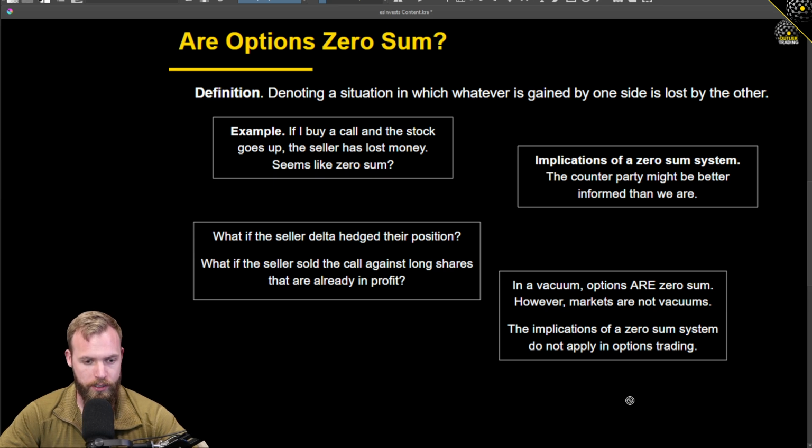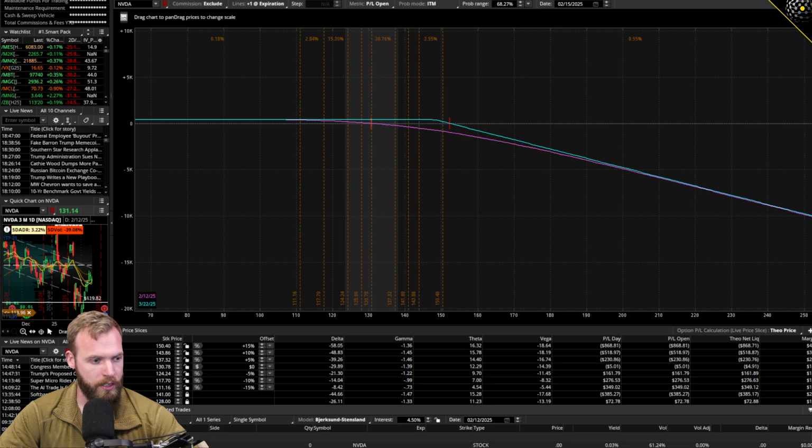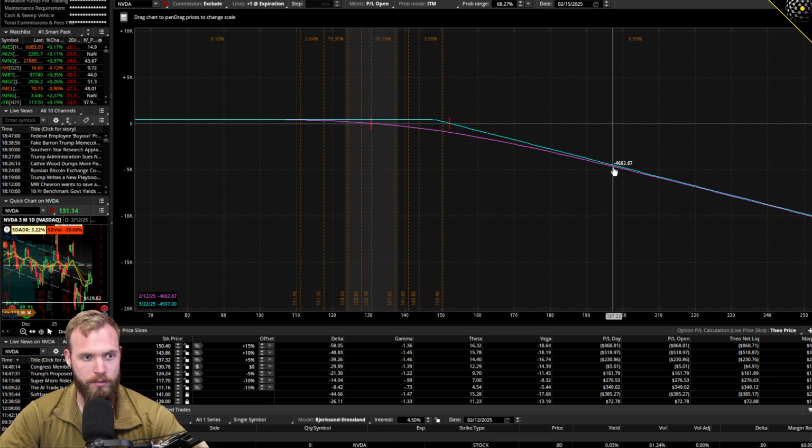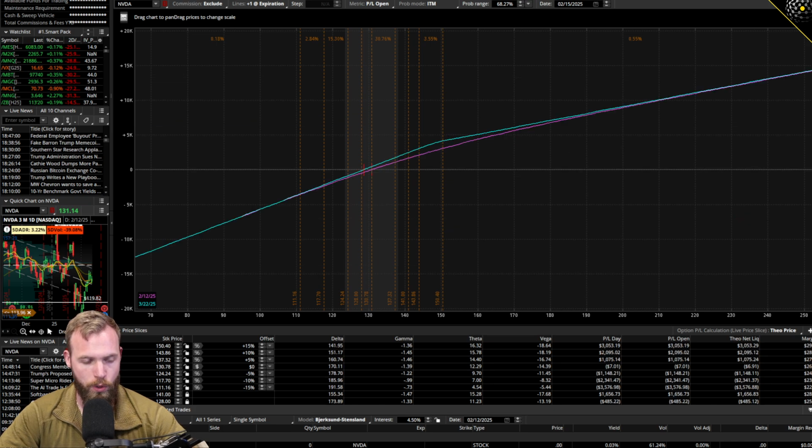So let's take a look at this zero sum perspective. If, again, I sell this call and in this case, NVIDIA goes up, obviously the trade loses. But what if I already have, let's say, 200 shares of NVIDIA, and let's say NVIDIA goes up? Do I lose? No, I made money.